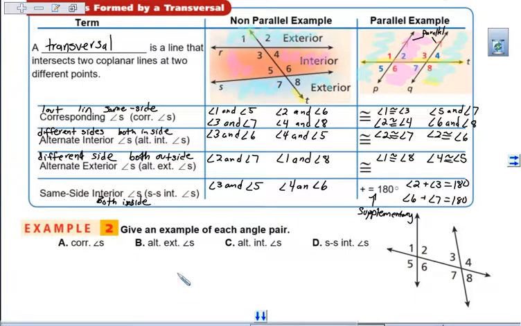Our next example, we want to name angle pairs and tell me which angles represent those angle pairs. So first one, we have corresponding angles. And our corresponding angles in this example, remember you have one outside, one inside on the same side of your transversal. Remember that in between is your interior, and not in between is your exterior.